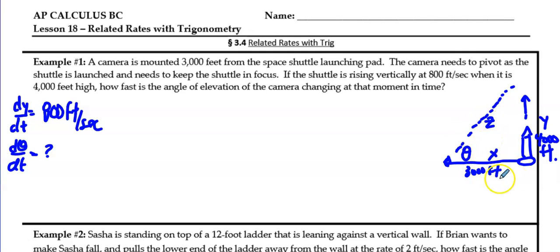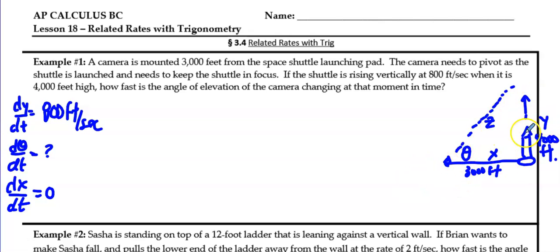Okay, so now what we want to do here is figure out which trig function we're going to use. And if you guys notice, we are given dy/dt. So we know what the opposite side is. We have to also ask ourselves, and this is really important, what else do we know? Do we know the change in x or the change in z? Well, we know what the change in x is as well, right? We know the change in x with respect to time is going to be equal to 0 because the camera and the launch pad are not moving from each other.